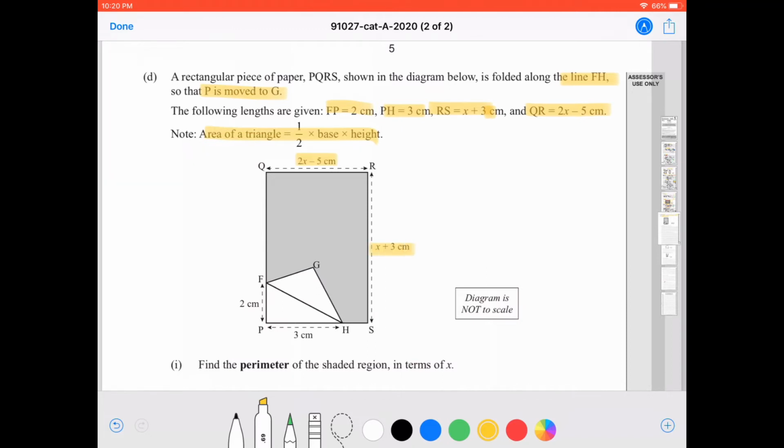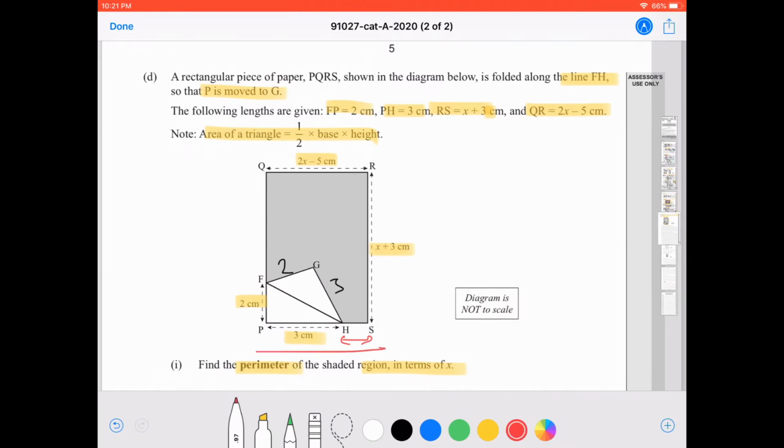So we've got our dimensions here. The question's asking us to find the perimeter of the shaded region in terms of x. Before we do anything else, we can label FG, GH, and HS. So FG is going to be 2, GH is 3. This length here, HS, looks like 2x minus 5.